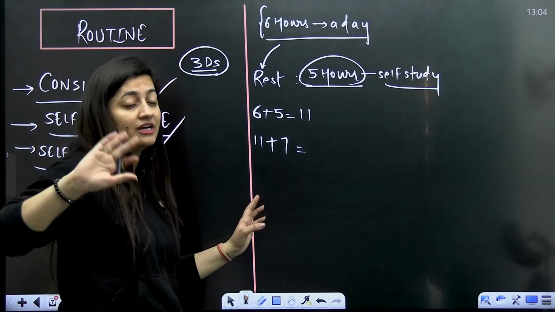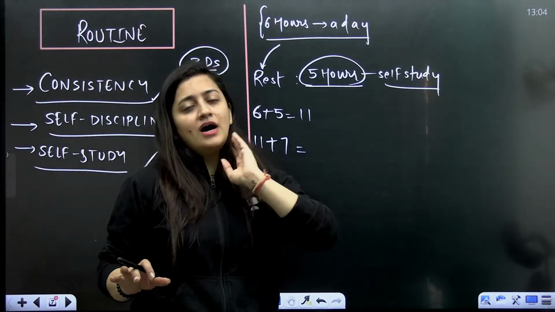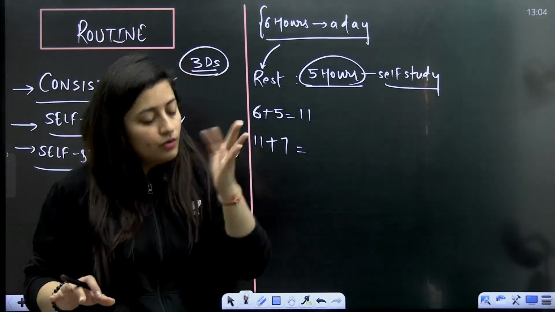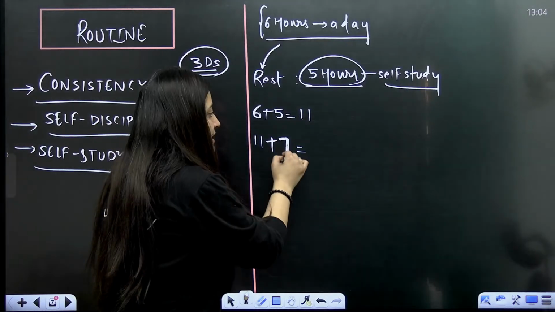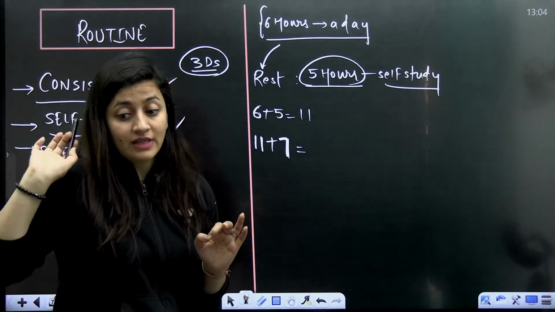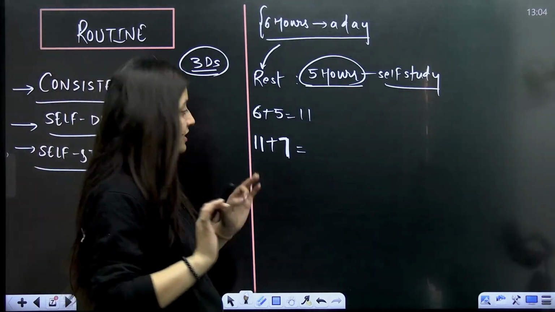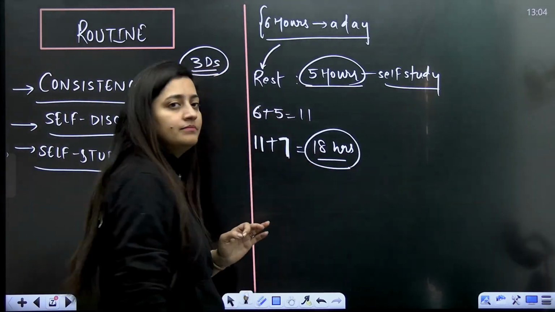You have to be disciplined. It's not like whenever my exam comes, then I'll sleep for 2, 3 or 4 hours and I'll manage. No, from the starting itself, make a routine. The minimum is 6 hours, the maximum is 8 hours. Let me tell you, it should not be more than 8 hours. So it will be a total of 18 hours, but still you have time.